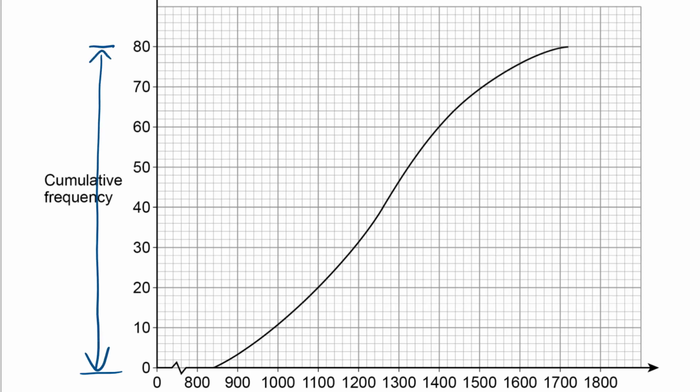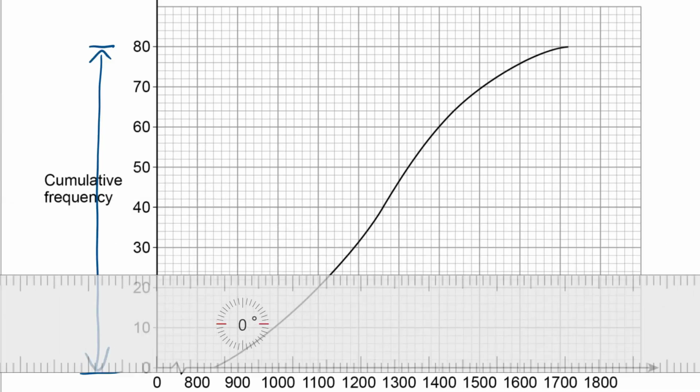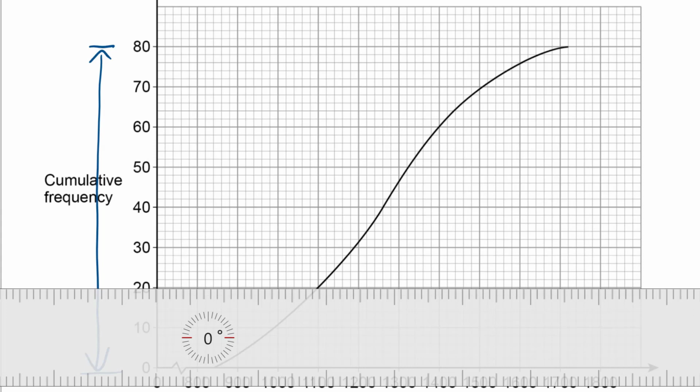You can see that altogether we've got 80 batteries in this sample. The interquartile range is the middle half of your data, so you need to look at the range between a quarter and three quarters of the way through your data set. A quarter of 80, 80 divided by 4, is 20, so we're going to read across from 20 to the curve and then switch down, and that would be our Q1 value.